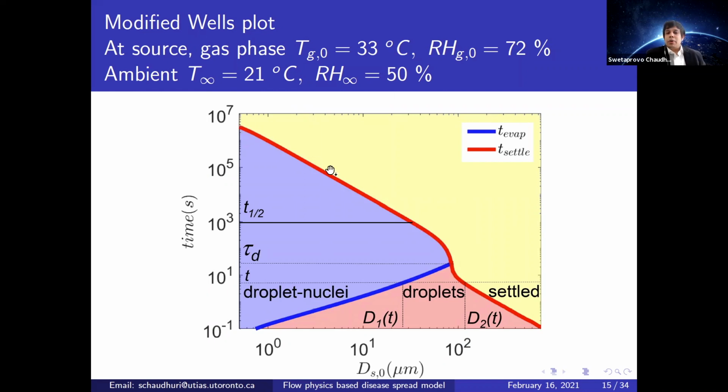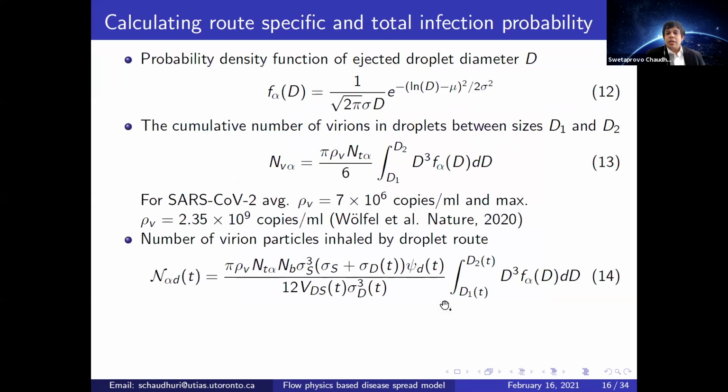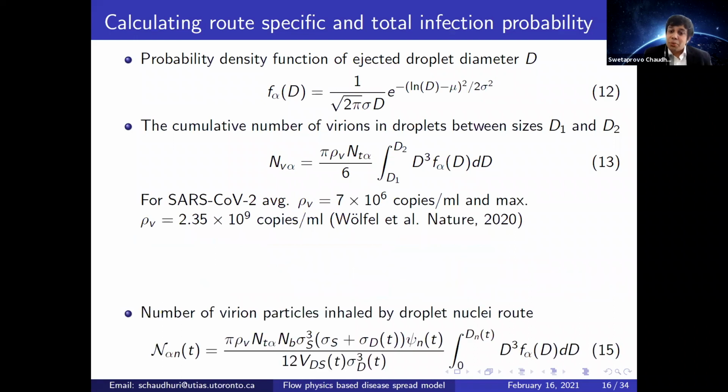Anything here is basically droplet nuclei, anything here is droplet, and these two equations basically find out first the number of virions available from the droplet route, and then compute the number of virions that can be inhaled if we just inhale a certain amount of volume from this large droplet cloud or this large droplet nuclei cloud. So this is the formula that we developed for calculating the number of virus particles inhaled by the droplet or the droplet nuclei route.